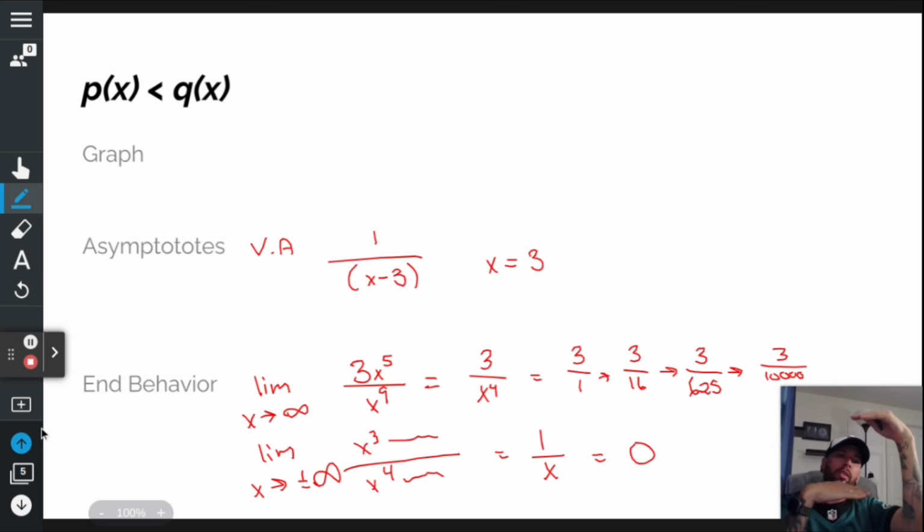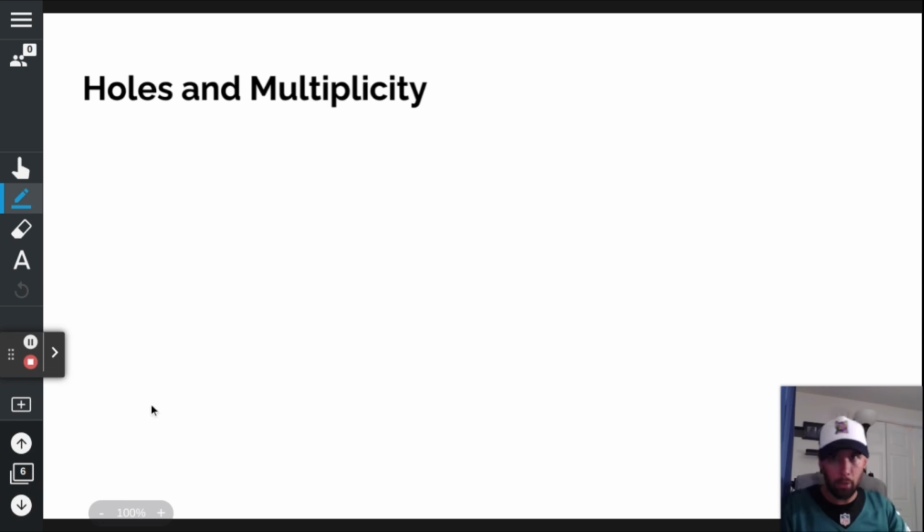Okay, when the degrees are the same, the limit as x approaches infinity is going to be the ratio of the leading coefficients. When you have a case like the last one, when the upstairs is bigger than the downstairs, you're going to head towards one of the infinities. And in this case, when the downstairs is bigger than the upstairs, you're going to head towards zero no matter what. So before we actually start doing some examples, let's talk about holes and multiplicity.